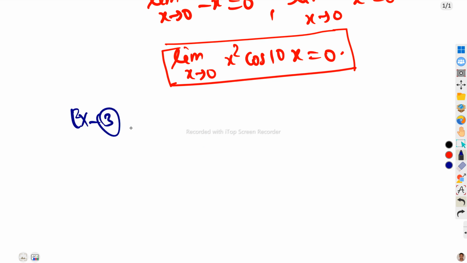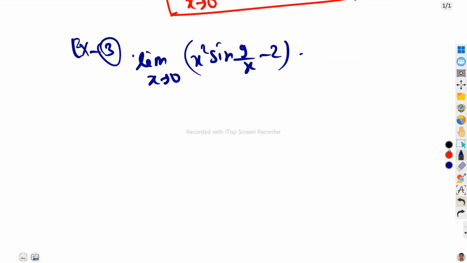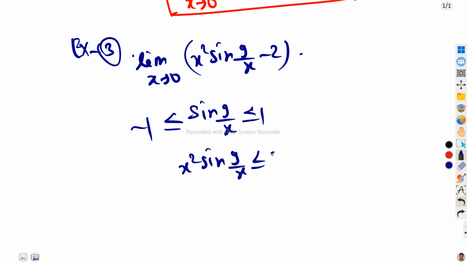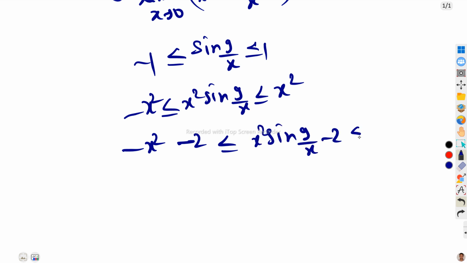Again we have a third example. Example 3 is the limit as x tends to 0 of x square sine 9 upon x minus 2. We have to find this limit. Sine 9 upon x lies between minus 1 and 1. So x square sine 9 upon x lies between minus x square and x square. Since this is a positive real number, the inequality does not change upon multiplying with it. So minus x square minus 2 is less than x square sine 9 upon x minus 2, which is less than x square minus 2.